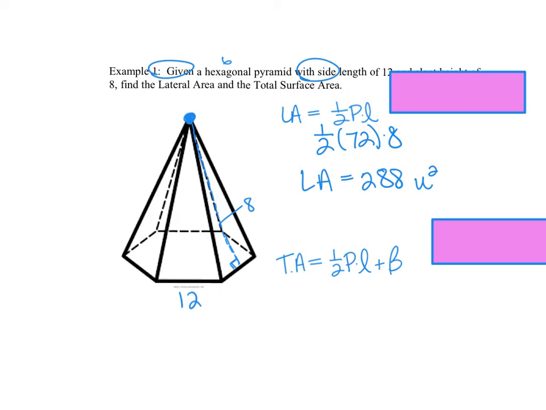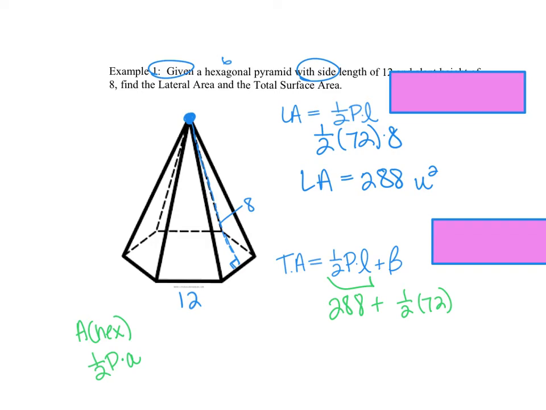So we're going to keep this with what we just found out up above, 288, but we need the area of the base. So the area of the base, this base is a hexagon, which is a regular polygon. Remember, the area of a hexagon is 1/2 perimeter times the apothem. Okay, so we have the same perimeter, so we have 1/2 of 72, but we need the apothem.